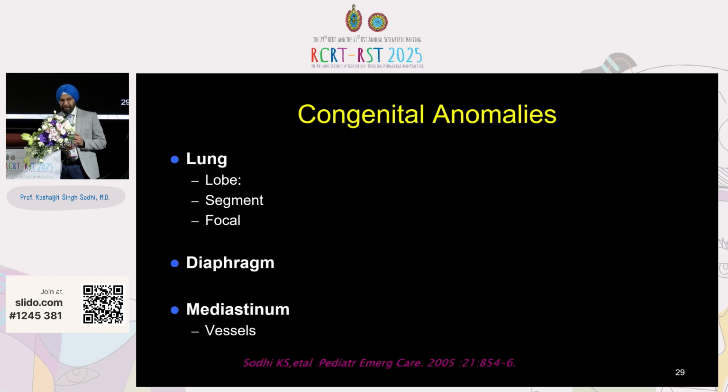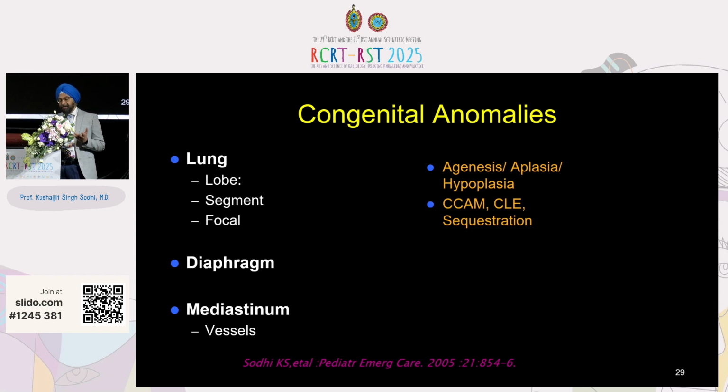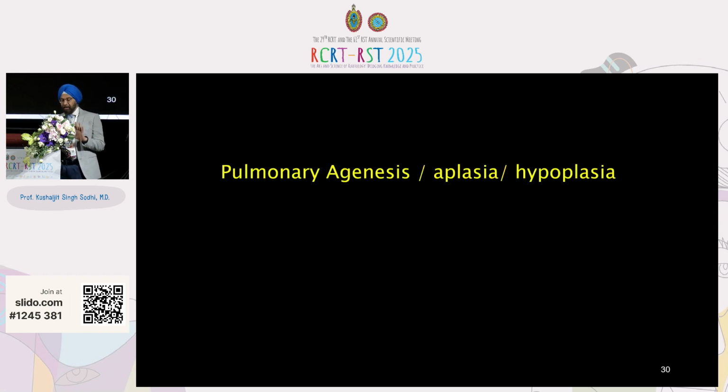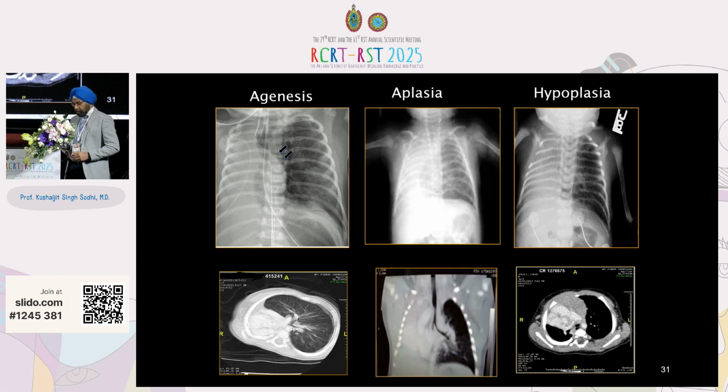As far as congenital anomalies are concerned, there is a long list depending upon if the lungs are involved. So you could have pulmonary agenesis, aplasia, or hypoplasia. Or you can have a CPAM, congenital pulmonary airway malformation, congenital lobar overinflation, sequestration, diaphragmatic hernia, and vascular rings and slings. I'm going to show you at least 1 or 2 examples of each one of them. So let's start with the pulmonary agenesis, aplasia, hypoplasia spectrum. This is how they are going to look typically on an X-ray and cross-sectional imaging.